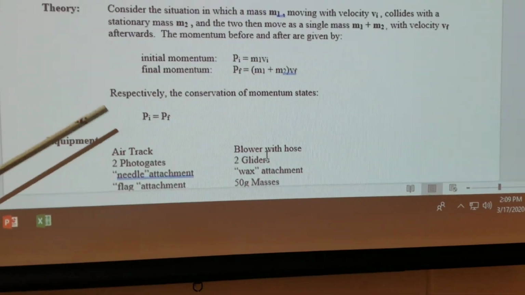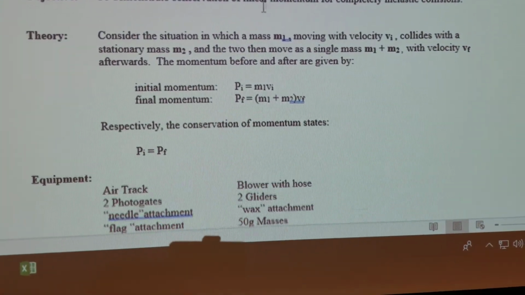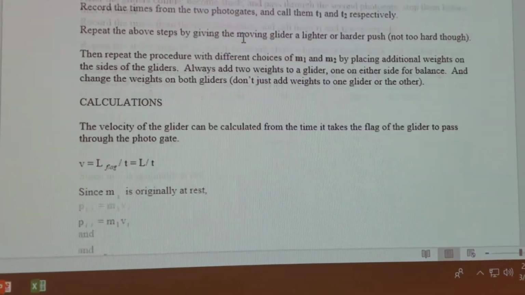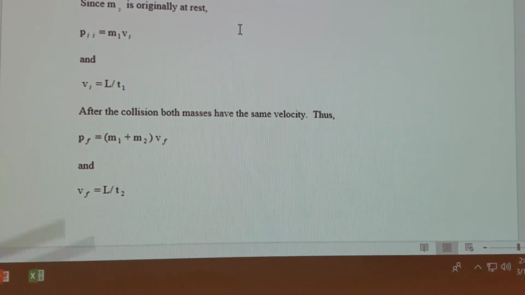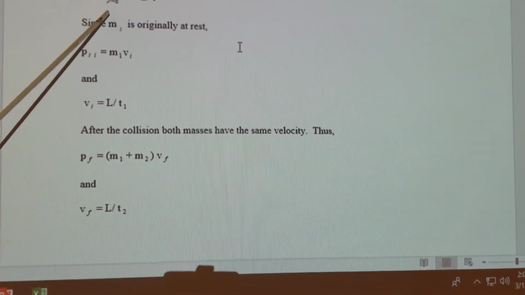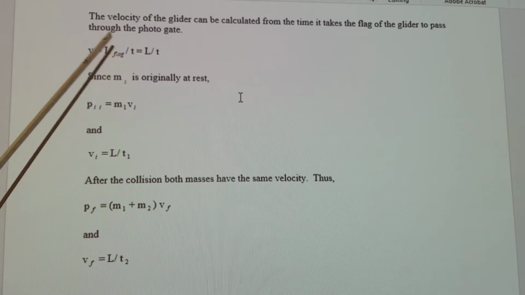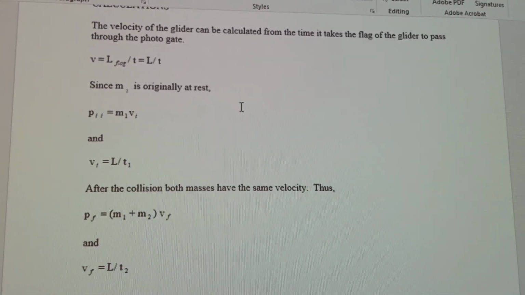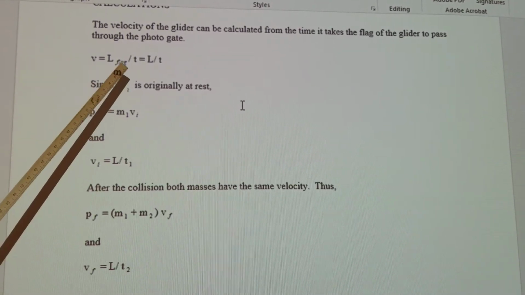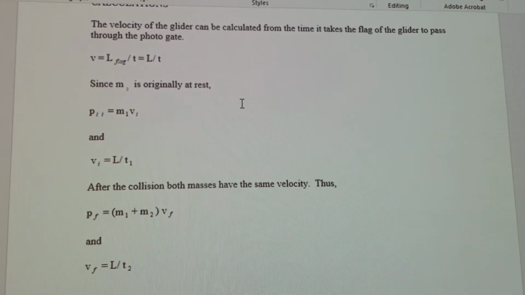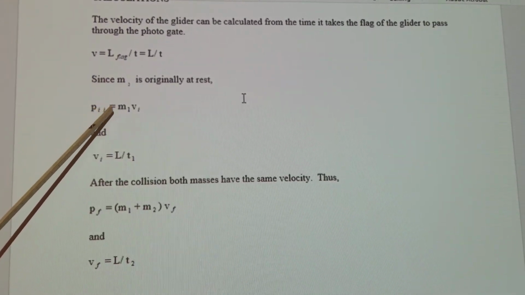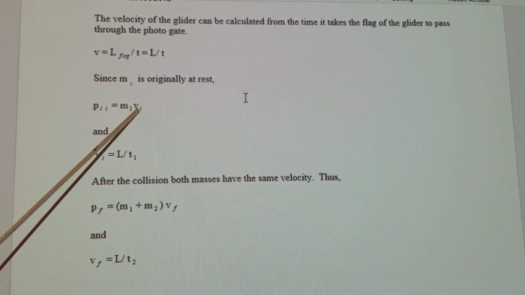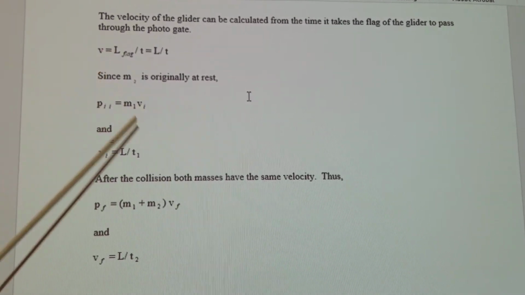this is what we're going to calculate. And how do we calculate it? We have this. The length of the flag over the time is the velocity. The length of the flag, if it's straight, is exactly 1/10 of a meter. We divide by the time it takes to cover that 1/10 of a meter, we get the velocity. The initial momentum is just the first mass times the initial velocity, which is this guy.